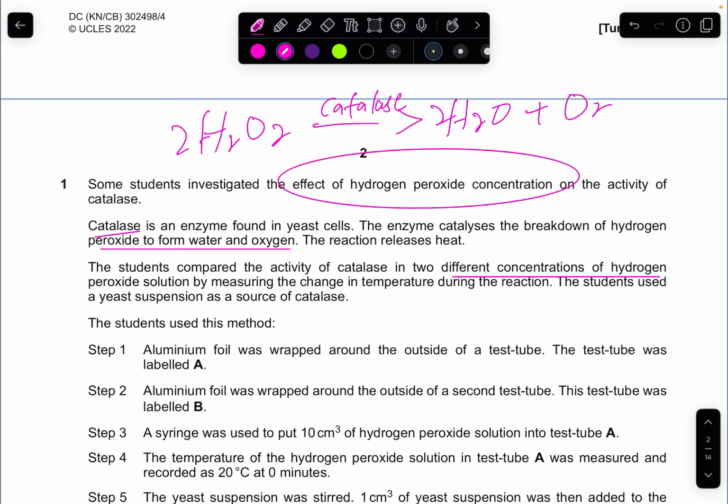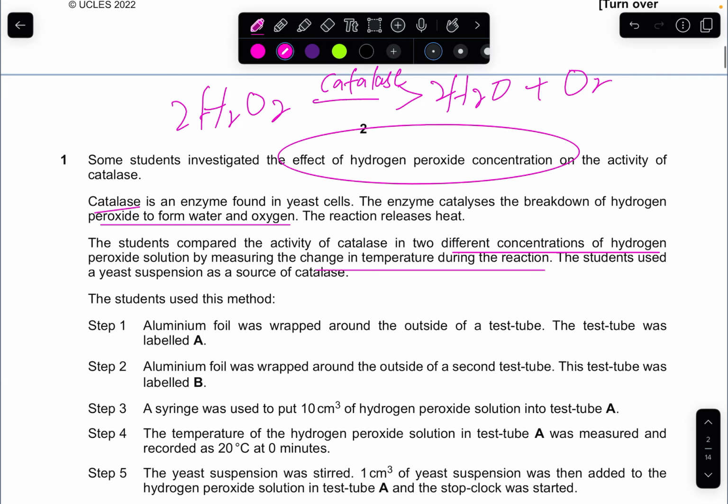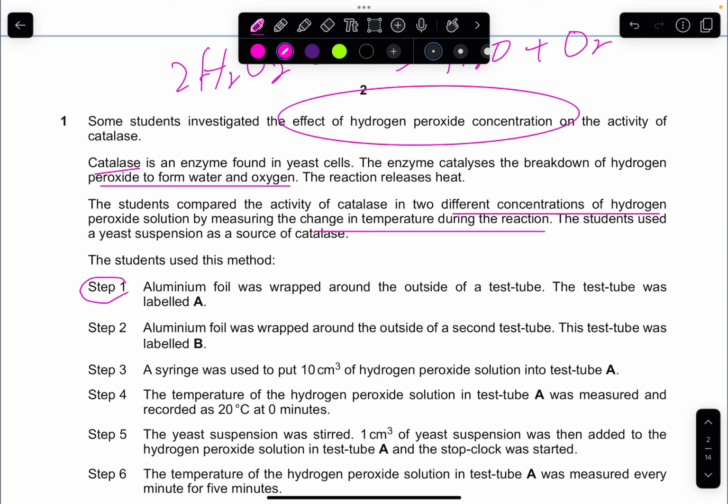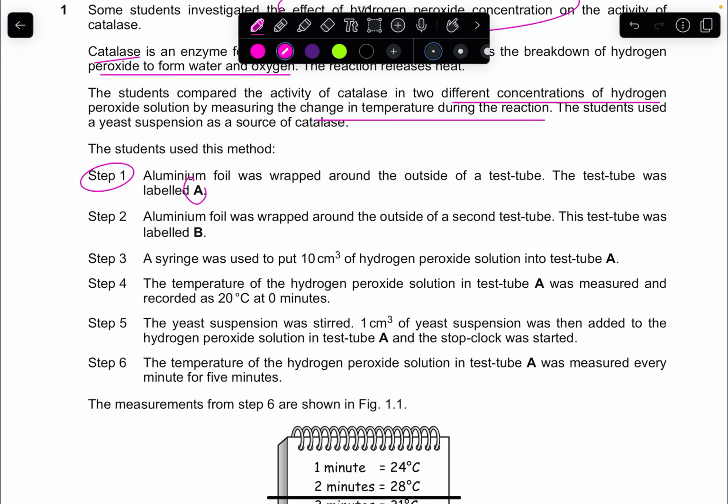The students compare the activity of catalase in two different concentrations of hydrogen peroxide solution, and during that they also change the temperature during this reaction. They also use a yeast solution as a source of the catalase. In step 1 they use aluminum foil wrapped around the outside of the test tube. So aluminum foil is used around the test tube to prevent heat loss, and this is test tube A, and there is another test tube B.